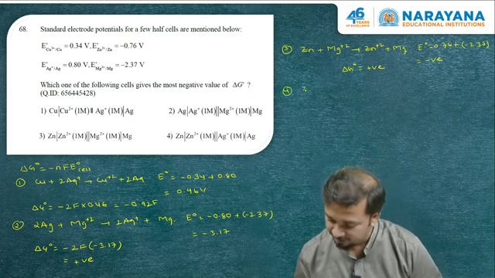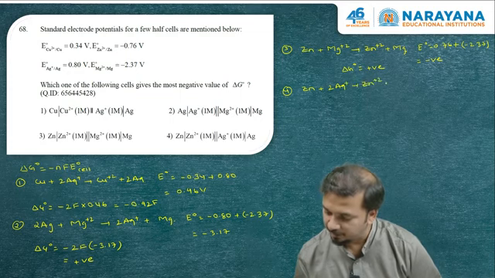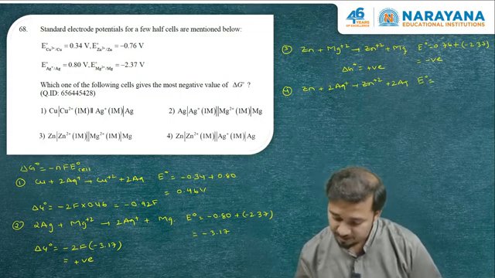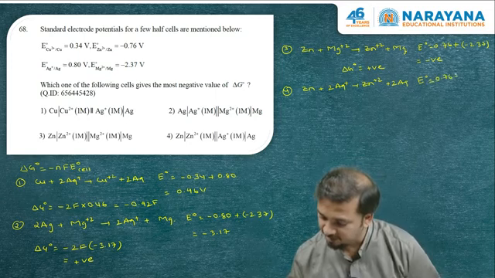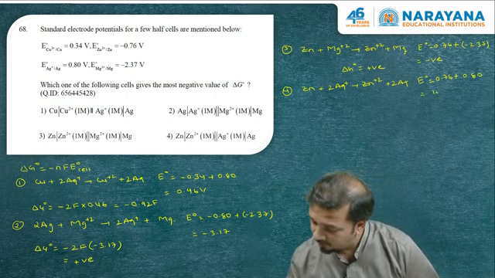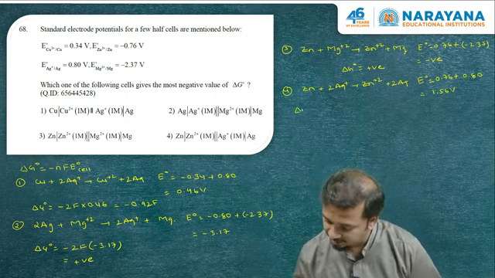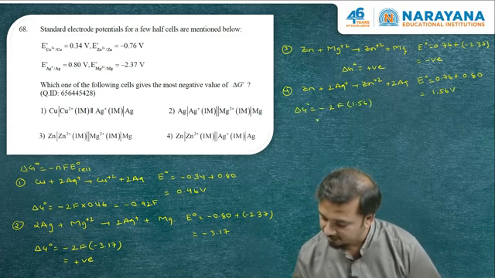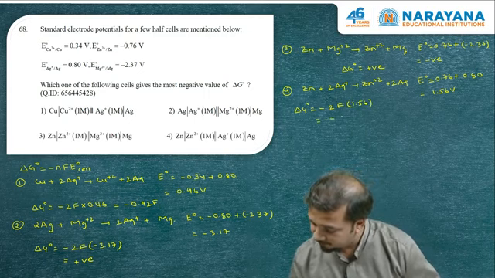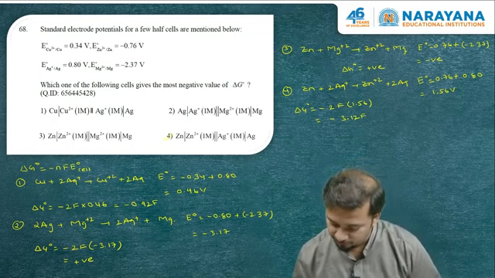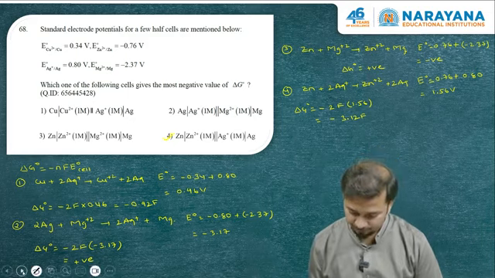And fourth reaction is Zn plus 2Ag+ will give you Zn2+ plus 2Ag. E naught for this is going to be Zn to Zn2+ is 0.76 plus Ag+ to Ag is 0.80. So this is going to be 1.56 volt. So delta G naught will be equal to minus 2F into 1.56, so that will be equal to minus 3.12F. So most negative is coming out in option 4. So correct answer for this question is option 4.